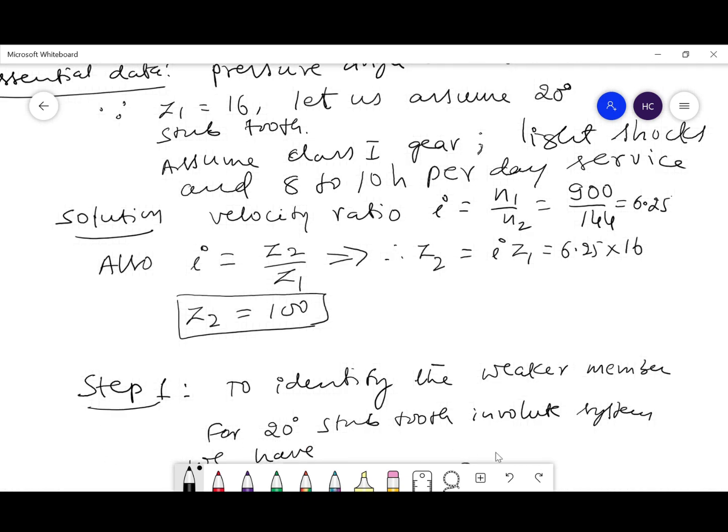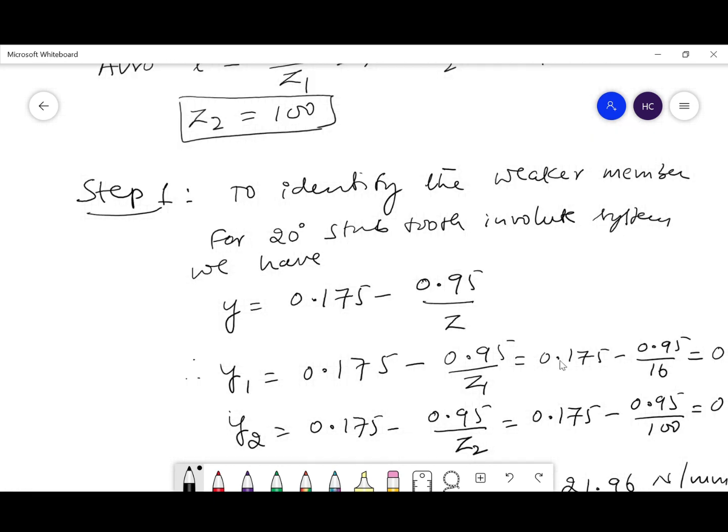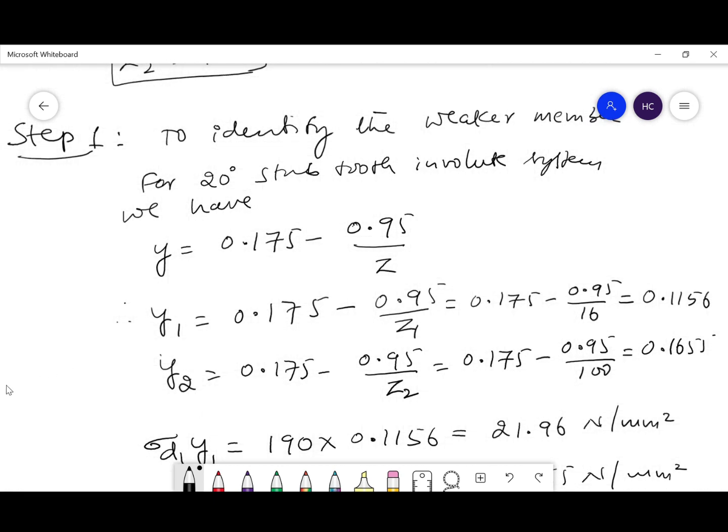Step 1: to identify the weaker member. For 20-degree stub tooth involute system, we have Y is equal to 0.175 minus 0.95 by Z, where Y is the Lewis form factor. Therefore, Y1, that is Lewis form factor for pinion, is 0.175 minus 0.95 by Z1, that's equal to 0.175 minus 0.95 by 16, gives us 0.116. Similarly, Y2, that is Lewis form factor for gear, gives us 0.1655.